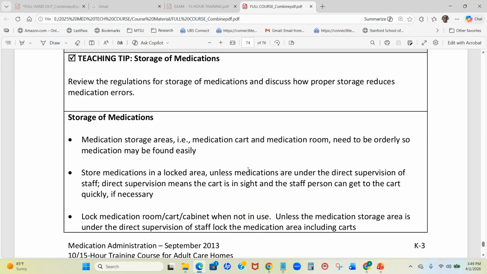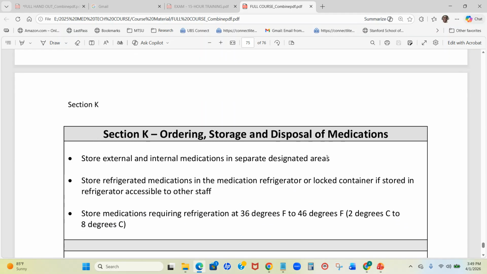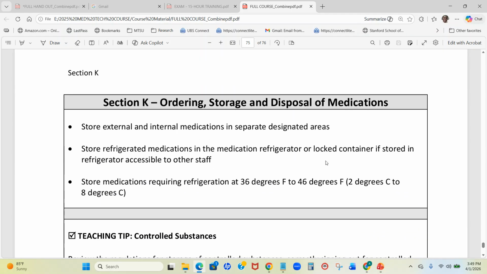It doesn't matter. Lock it at all times, unless the medication storage area is under your direct supervision, meaning you are already around that area and doing something. That's why you are not locking it. That's fine. If not, keep it locked at all times.